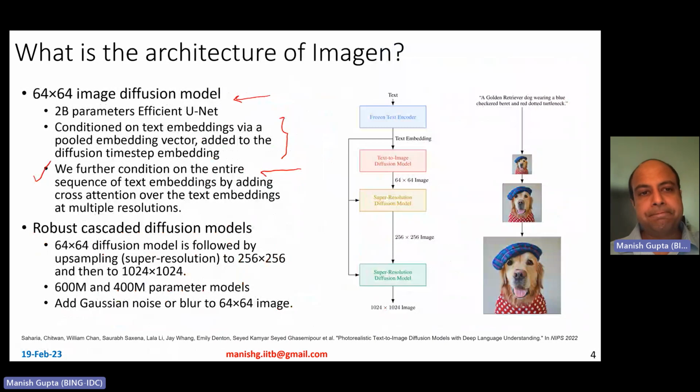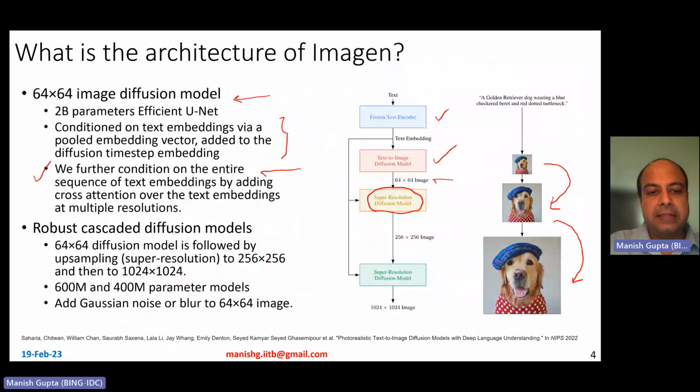Okay. After the diffusion is done, the pipeline is as follows. You start with the frozen text encoder. You do a text-to-image diffusion model. You have a 64x64 image, but here you want to increase the resolution from 64x64 to 256x256, and then to 1024x1024. And you do that using super-resolution diffusion models. So two of them, basically two of those models chained one after the other, so as to increase the resolution of the low-resolution image which is generated by our text-to-image diffusion model.